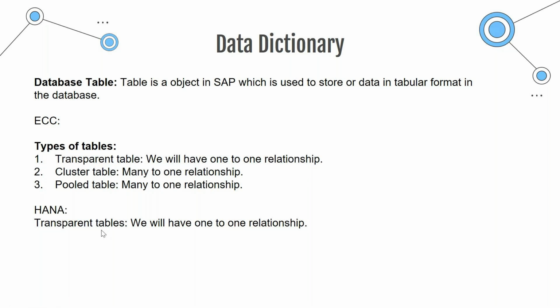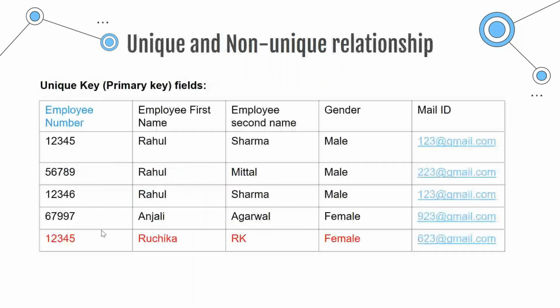First, let's understand how these tables are defined. First of all, the transparent table in ECC systems. Transparent table means, let's say in the screen I am seeing 10 fields in a table, meaning 10 columns in a table. Take this for example. This is a table which has some employee information, in which we have five columns. Five columns means five fields. A column is called a field.